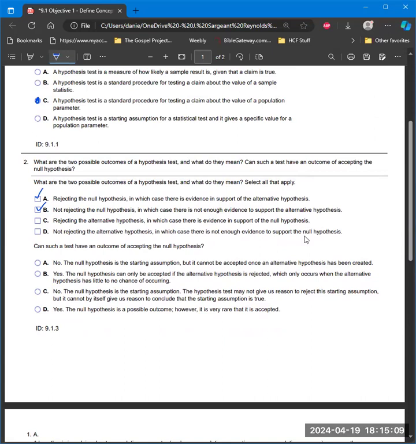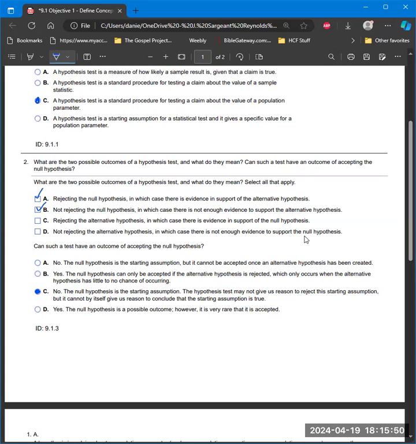Can such a test have an outcome of accepting the null hypothesis? No. We don't accept that default condition of equality. We either reject that default condition of equality or we fail to reject it. And our decision is based very specifically on our level of confidence or our level of significance. The null hypothesis is the starting assumption. That's why it's got a sub-zero, or naught, why it's called the null hypothesis.